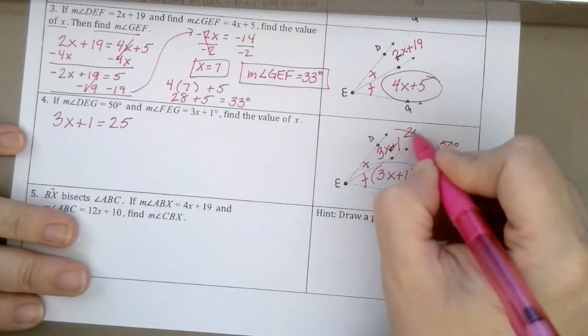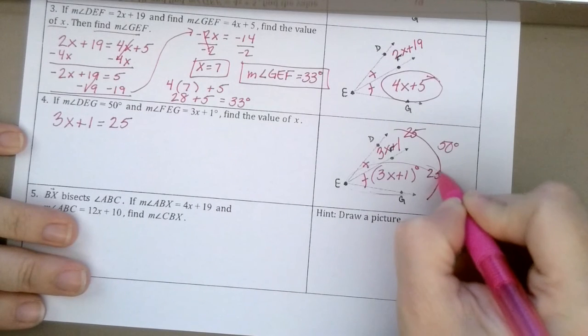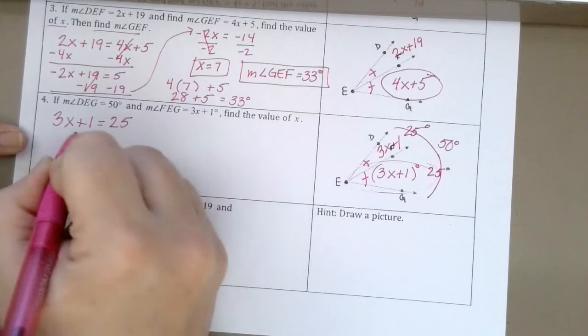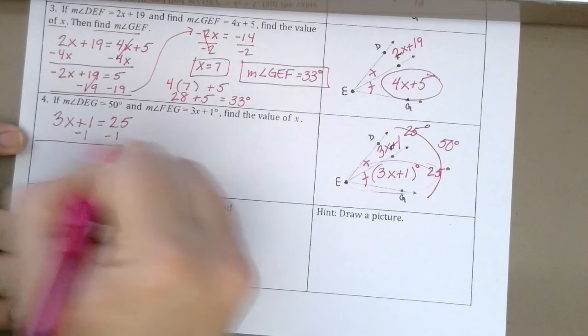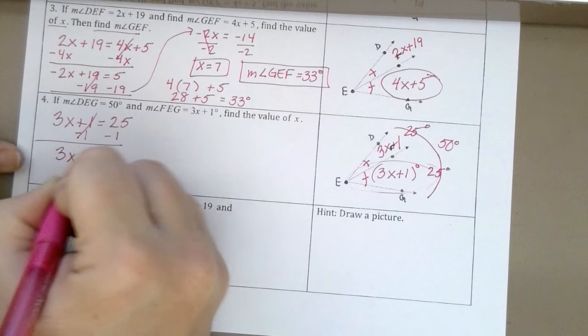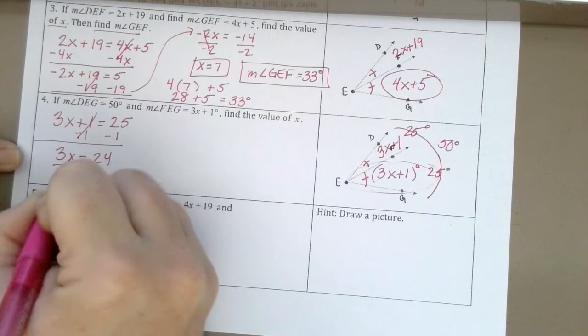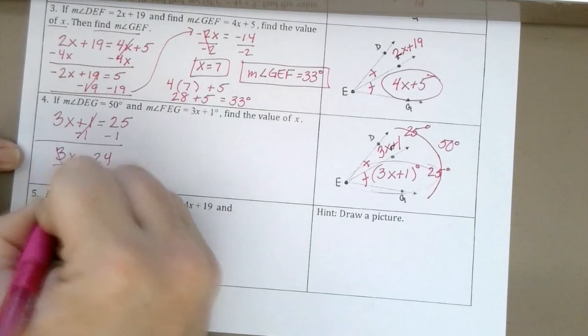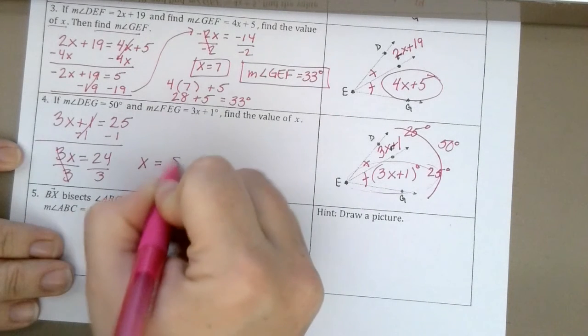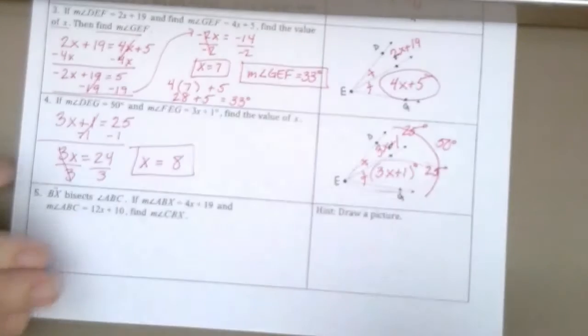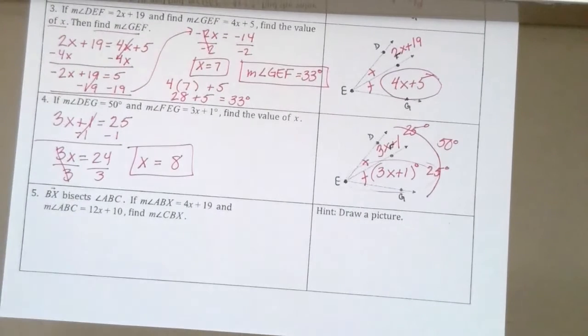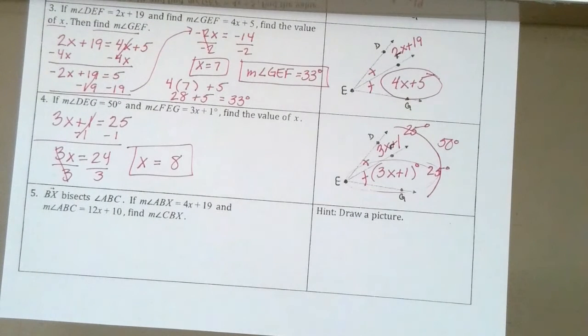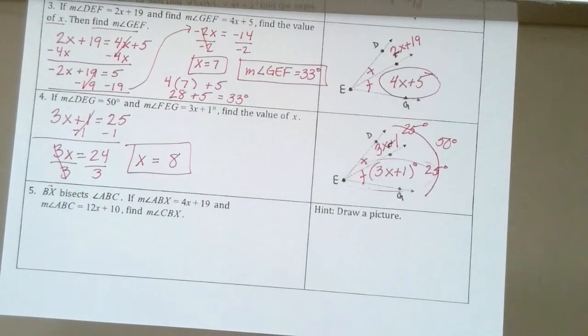Do you follow that? So I could subtract 1. 3x equals 24. Divide by 3. And x equals 8. And that's not a degree measure because it's just the x value. If they ask me for one of the degree measures, I can look at it. They're 25, 25, and then the whole thing is 50.